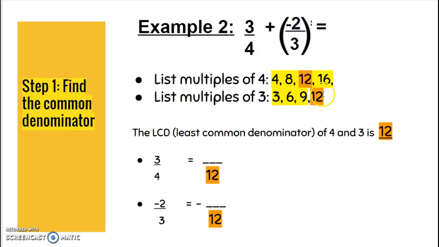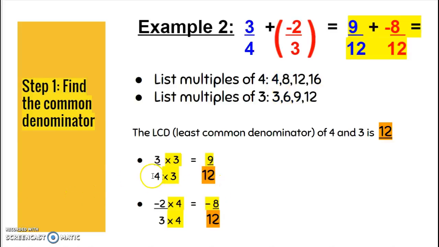3 times 4 is 12. And I see that, oh, I have one of those. 12 is also a multiple of 4. So that's my least common multiple. So the least common denominator of 3 and 4 is 12. Again, remember the purpose of finding the least common denominator is to rewrite 3/4 and negative 2/3 with the common denominator of 12.